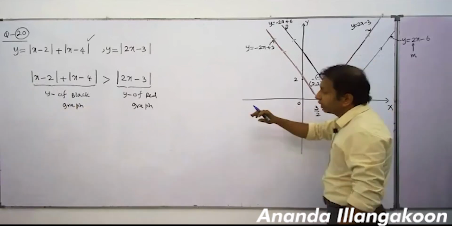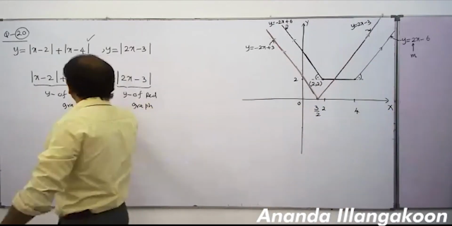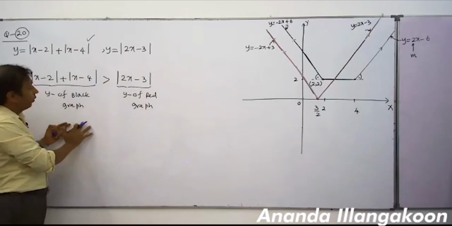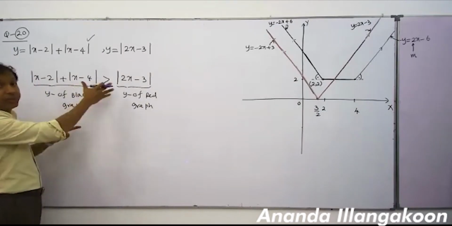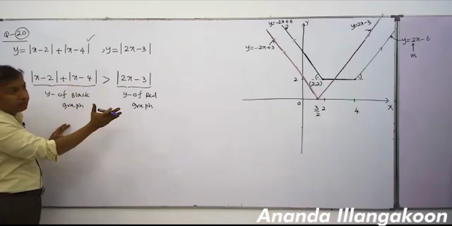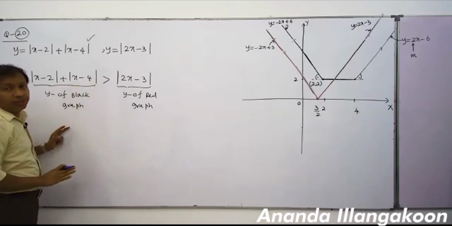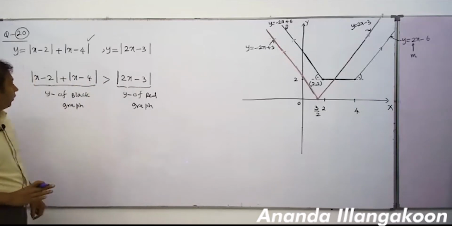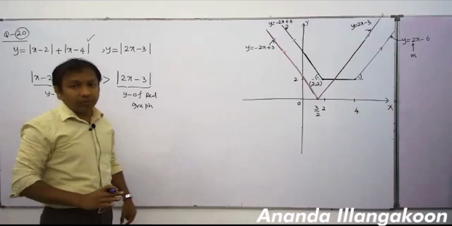In other words, we can explain this again. What is the interval of x where the black graph is above the red graph? That interval of x is the answer. You can very clearly understand, people.